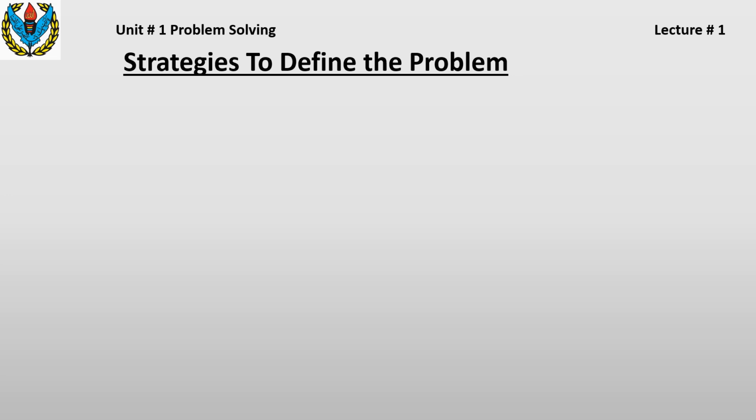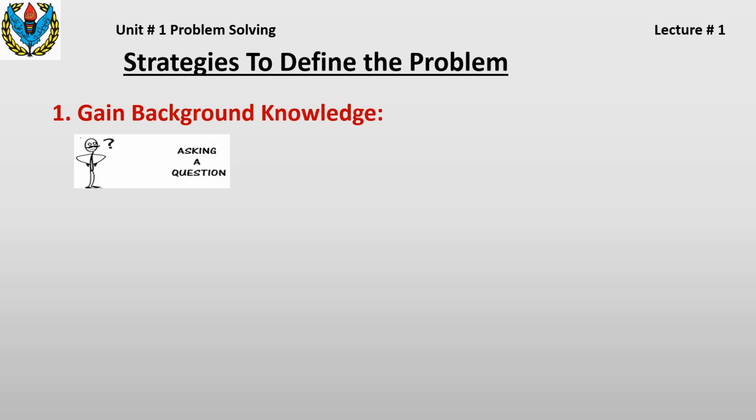The first strategy is gain background knowledge. We gain the knowledge with the help of asking questions. We try to understand the situation and circumstances in which the problem arises. Through observation, we can gain knowledge about the problem and how to solve it.